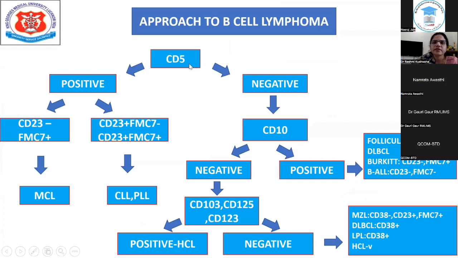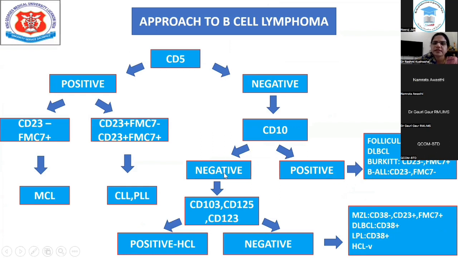If CD5 is negative, we look for the presence of CD10. Now, all of us know that CD10 is a germinal center marker. So, all those lymphomas which have a germinal center origin will be positive for CD10. So, when CD10 is positive, along with the presence of other markers, it could be either follicular lymphoma or diffuse large B-cell lymphoma or Burkitt's or B-LL.